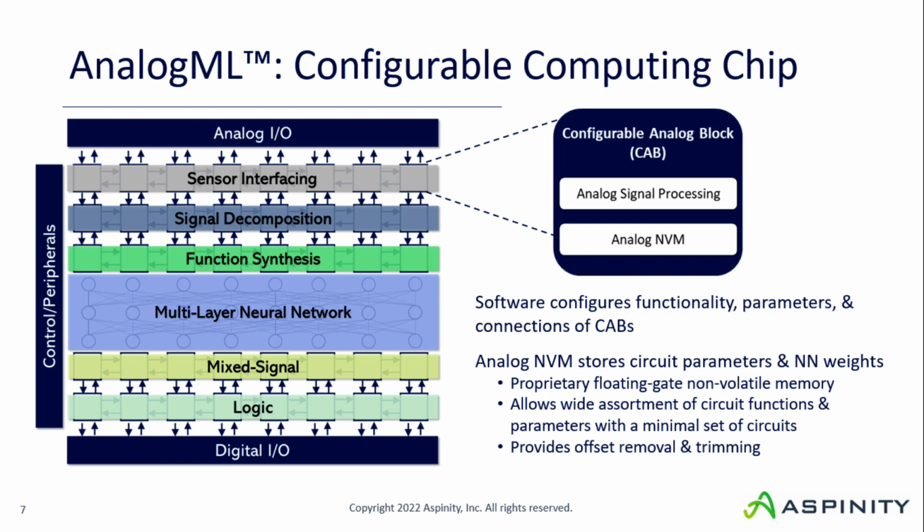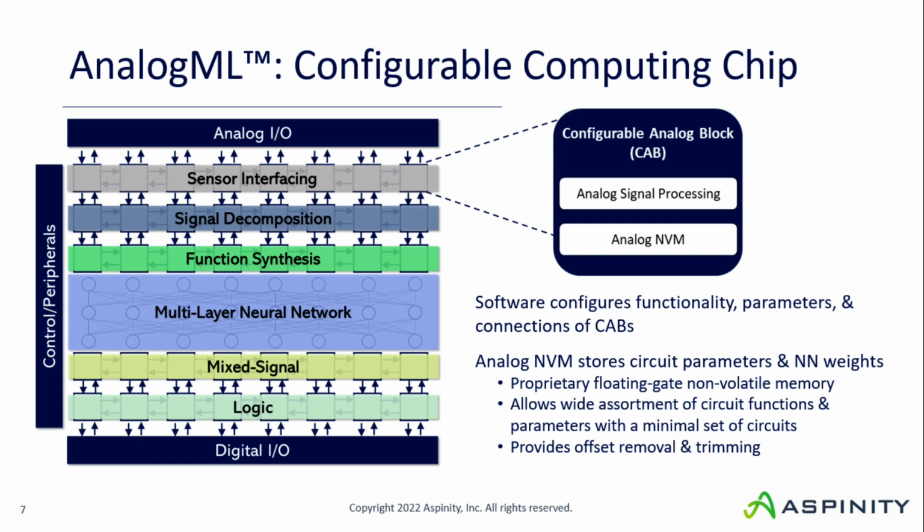Our AnalogML core consists of a wide variety of different analog blocks that are configured in an array. And software controls everything, including the configuration. The configuration is in the sense of how individual components are connected together in terms of the signal flow, as well as the different parameters of those circuits to help control the function of those analog circuits. The AnalogML array is subdivided into computational analog blocks, and those computational analog blocks have different analog signal processing elements, as well as analog non-volatile memory.